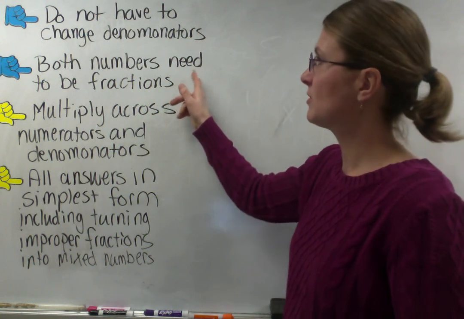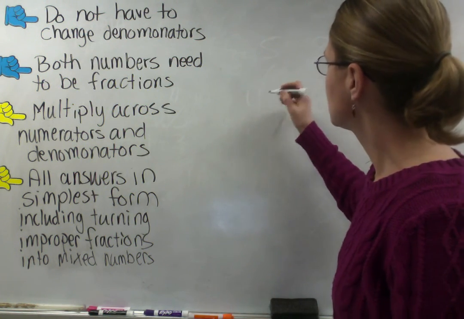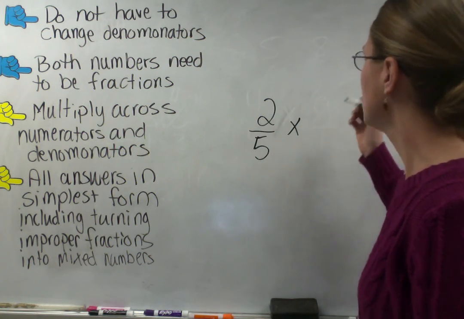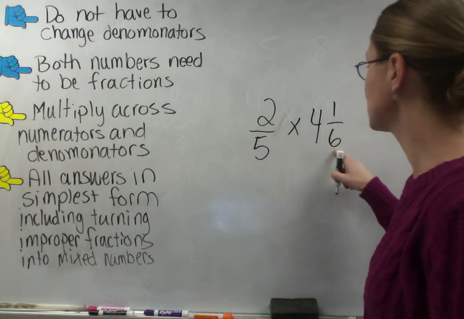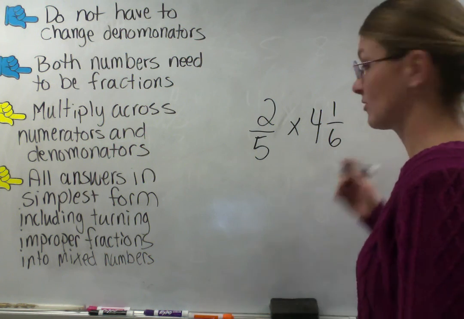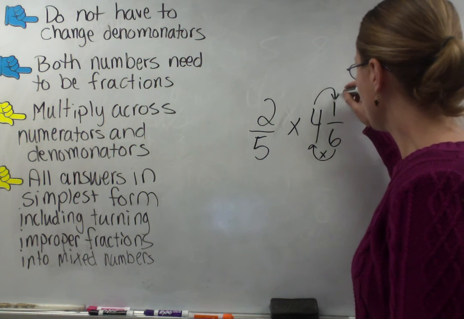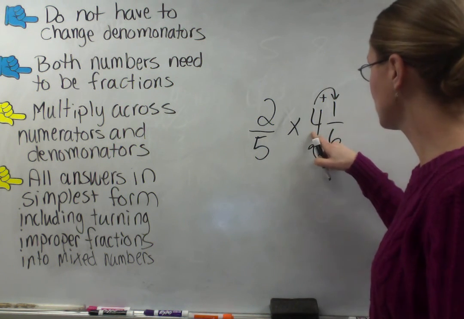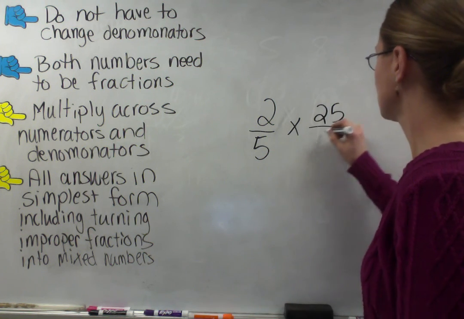The other instance when both numbers need to be fractions is if you're multiplying mixed numbers. So if you had two mixed numbers, or one fraction times a mixed number, whatever the case may be, if you have a mixed number, in order to multiply, you have to turn it into a fraction. You remember you use what I call our fraction wheel. You multiply the bottom number times the whole number, add the numerator. So it's going to be 6 times 4 is 24, plus 1 is 25, and the denominator stays the same, 25/6.